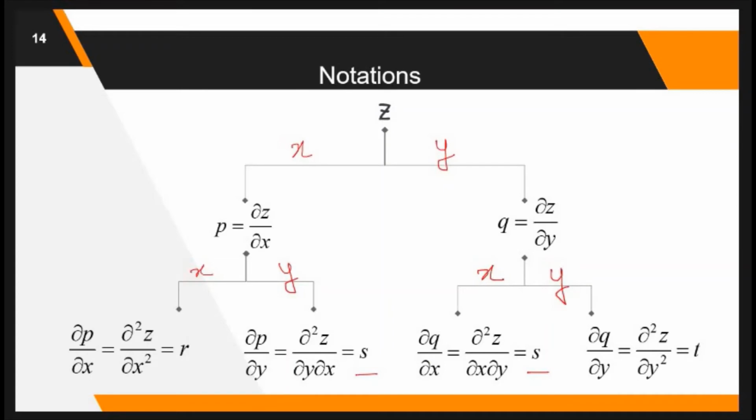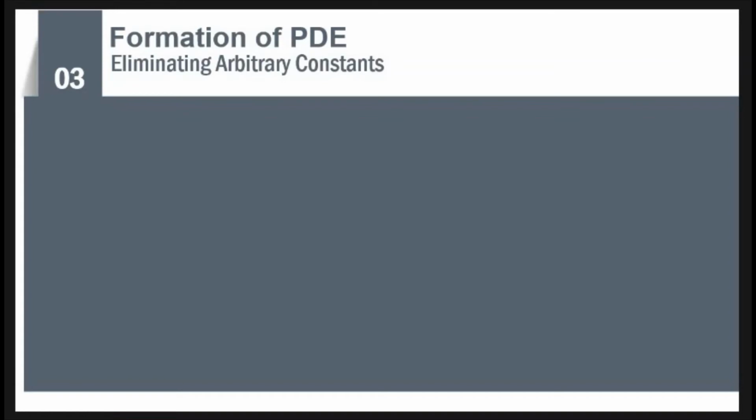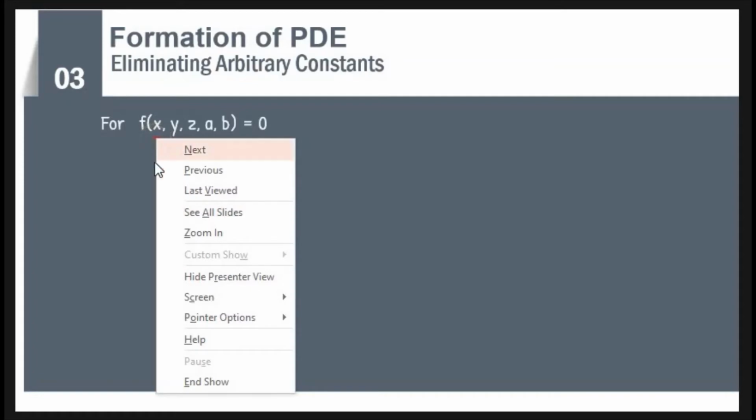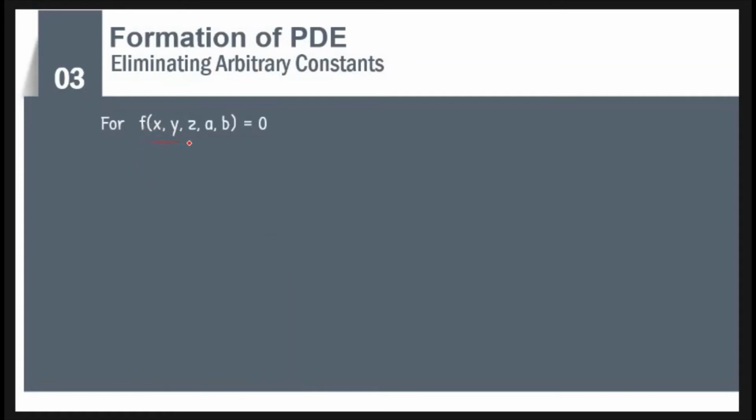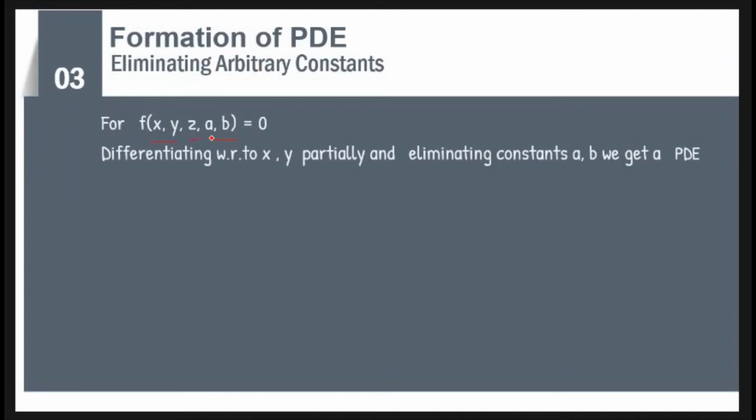Okay. Now let me explain how to form a partial differential equation by eliminating arbitrary constants. Suppose you have a solution f of x, y, z, a, b equal to 0. What this means is, we have a solution where x and y are the independent variables, z is the dependent variable, and a and b are the arbitrary constants. So if you have a solution, we can easily find the partial differential equation by differentiating with respect to x and y partially and eliminating the constants a and b.